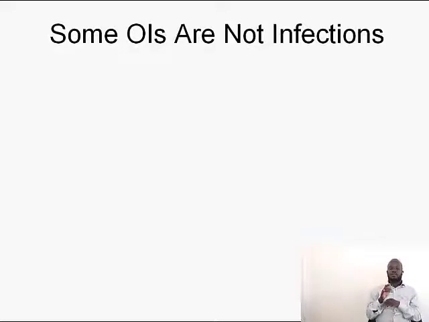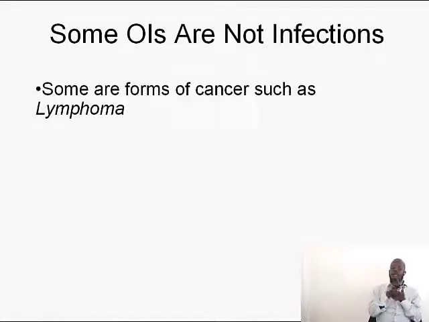Now, some opportunistic infections are not infections. They're not related to a single germ or microbe like we just went through. Some are forms of cancer, such as lymphoma. That's actually caused, it seems like, by long-term stimulation of B cells, like years and years of B cells fighting back and being produced. Sometimes that sort of long-term stimulation can lead to a cancer.